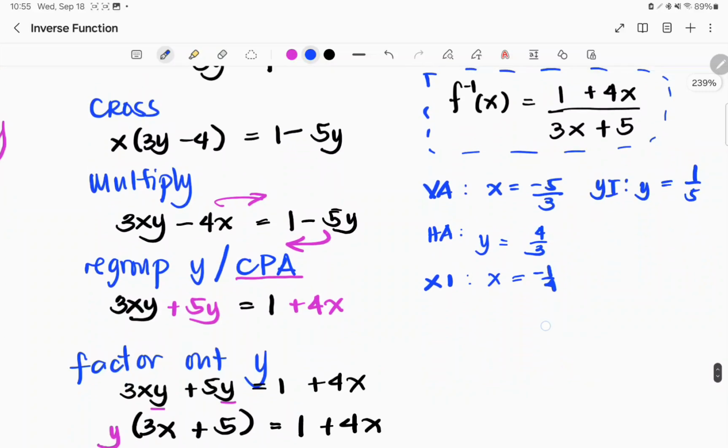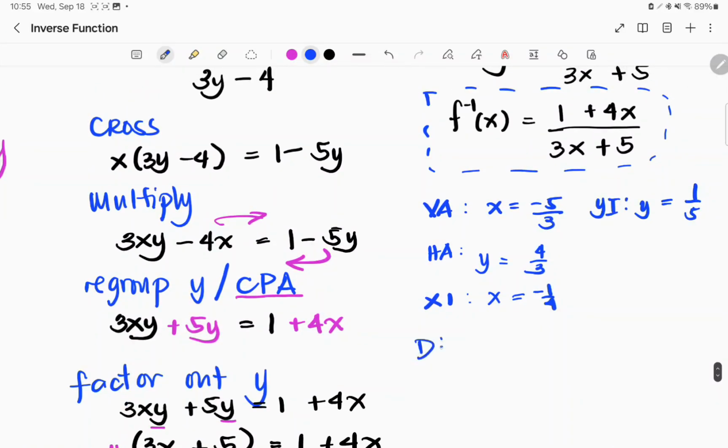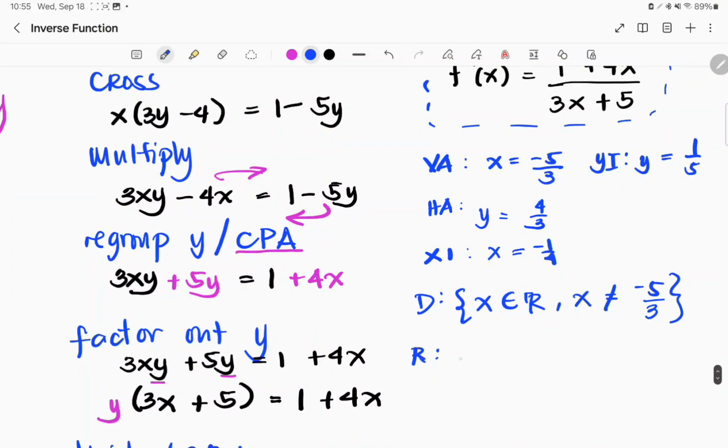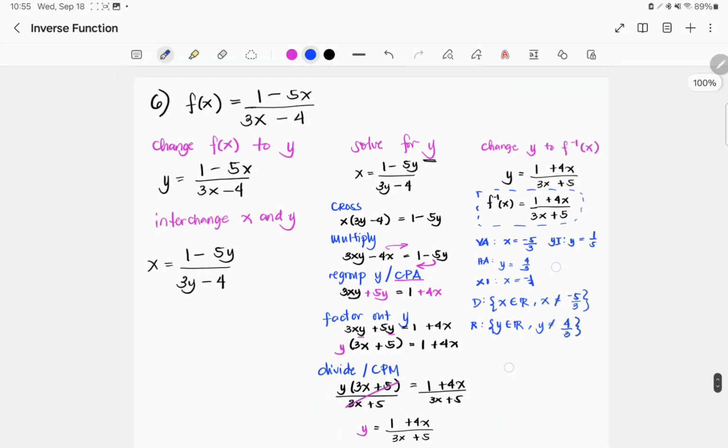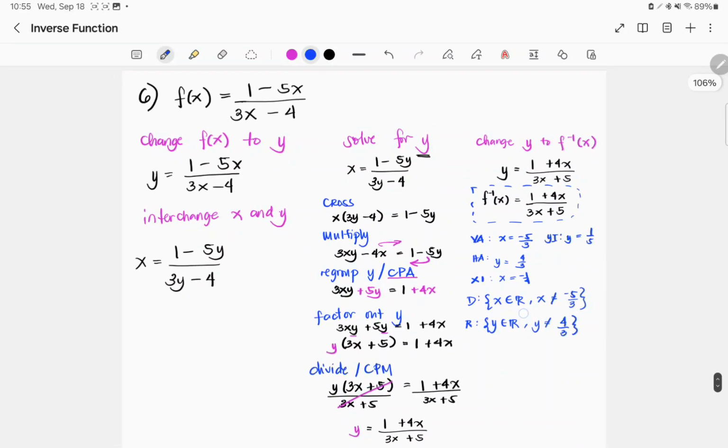And for our domain, x is an element of real numbers, but x cannot be equal to negative 5 over 3. As we continue with the range, y is an element of real numbers, but y is not equal to 4/3. So this is now the solution of the sixth item.